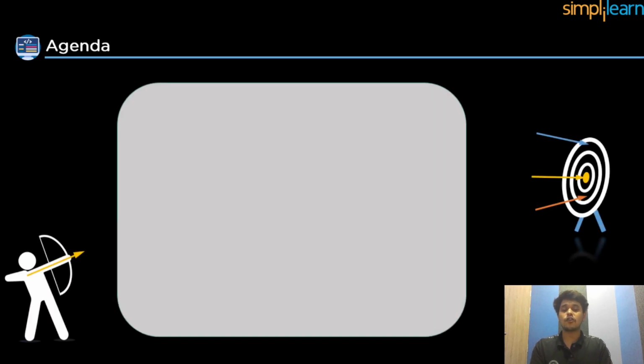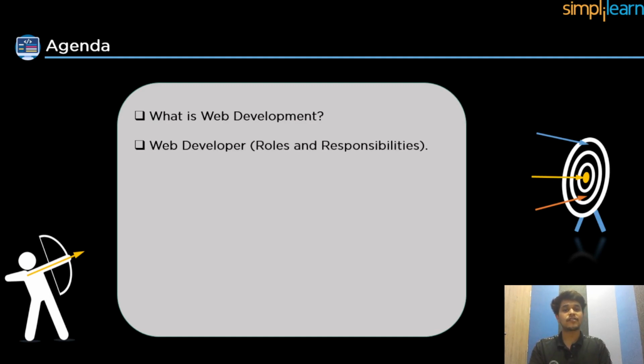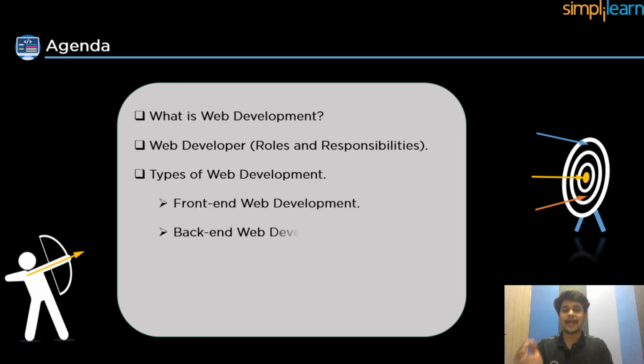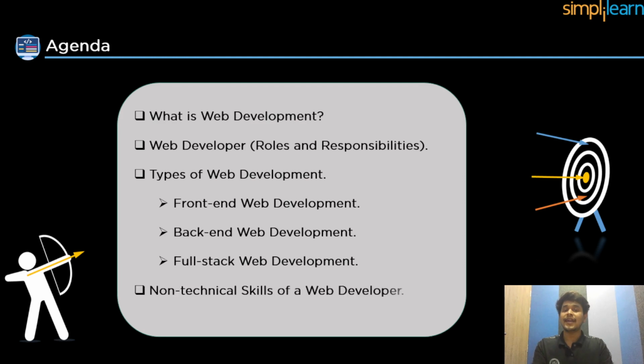Let's go through the agenda for this video. We'll start this video with an introduction to web development, followed by the roles and responsibilities of a web developer. We'll then discuss its types, since web development can be divided into three different sections: front-end web development, back-end web development, and full-stack web development. We'll discuss what technologies you need in all the three web development types, along with the resources and roadmap for each type. We'll end this video by going through some non-technical requirements for becoming a web developer.